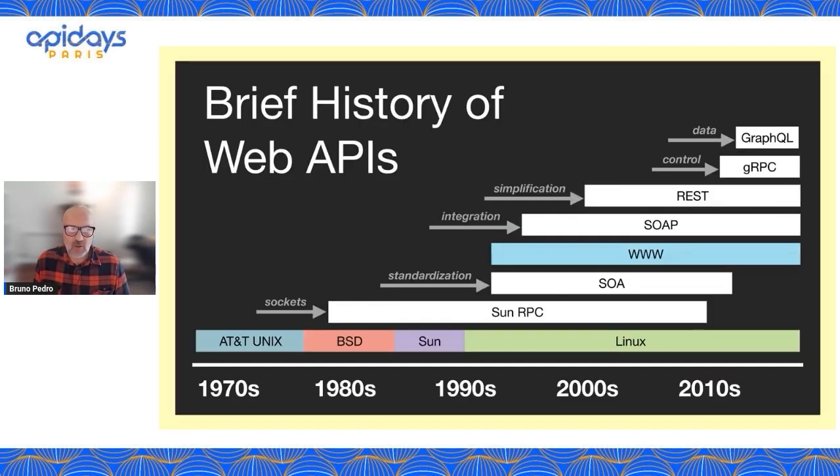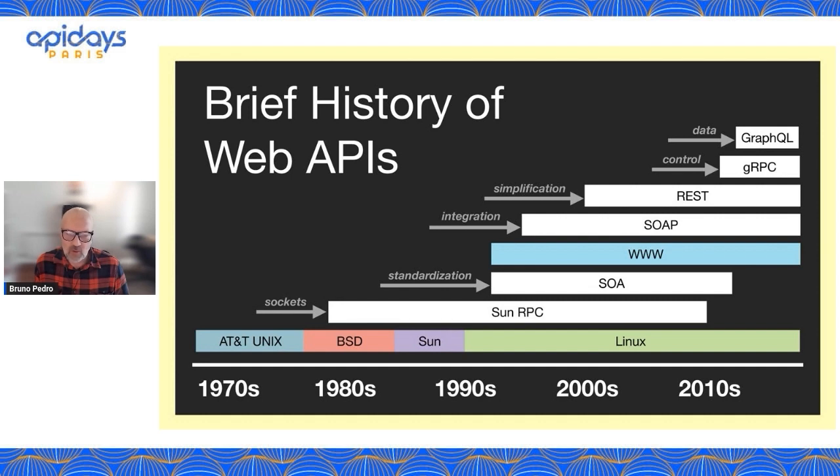So this is just a brief, summarized version of the history of web APIs. Pay attention that I'm using the term web APIs here because there are other kinds of APIs that do not necessarily run on the web. But let's focus on web APIs because they are the type of APIs that most people use and most people deal with nowadays. So it all started in the 1980s with the popularity of the Unix operating system.